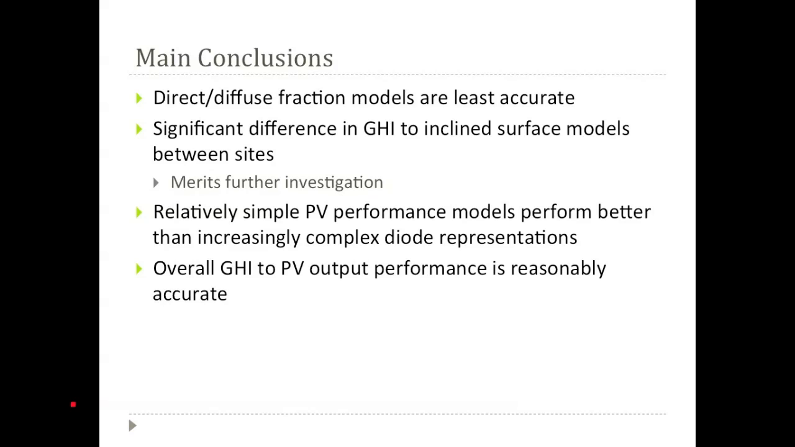It appears the relatively simple PV performance models perform much better than the more complicated ones. And that may not be based on the physical things, but you have to derive the parameters of those models in different ways. So it may be that the derivation of those parameters is flawed as opposed to the construct of the model itself. And finally, the overall performance of the models in conjunction is reasonable. It's not great. We'd like to see a bit better performance.